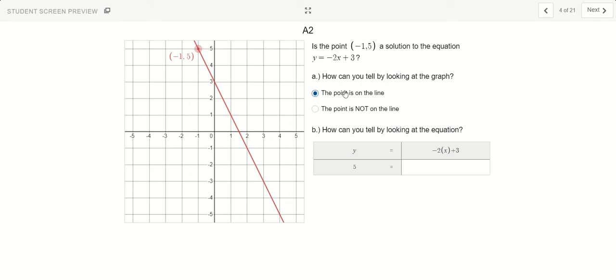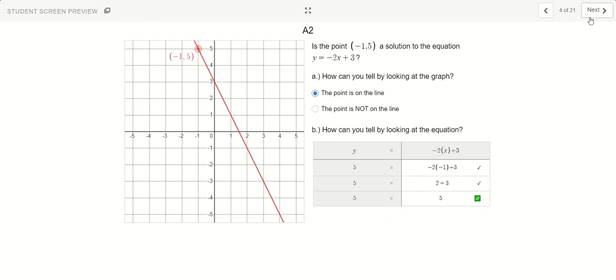The other way I can tell is by plugging in the number. If I plug in negative 1 for x, I can see if it matches up with y. Let me copy and paste, Control C, Control V. Now I'm going to plug in negative 1. Negative 2 times negative 1 is positive 2 plus 3. And 2 plus 3 is 5. Notice that when I plug in negative 1, I got the same answer as y. So both sides of the equal sign ended up being the same.